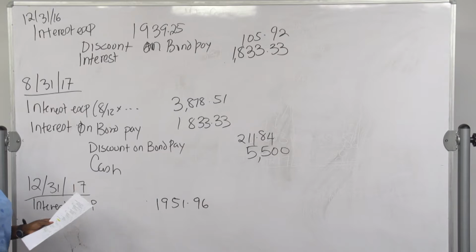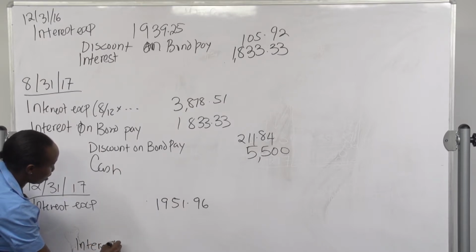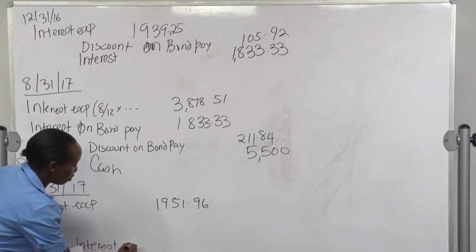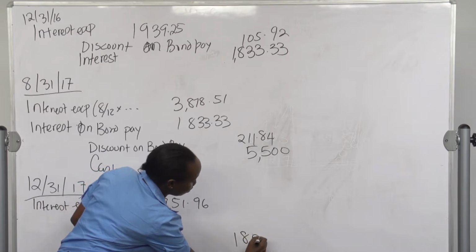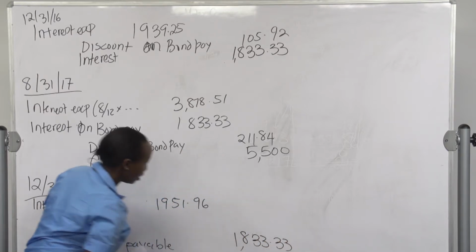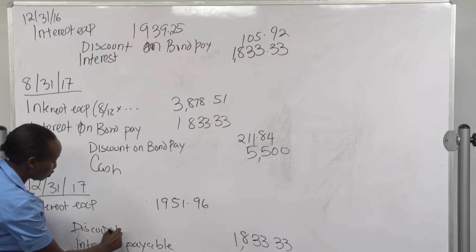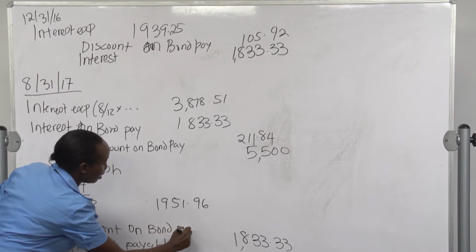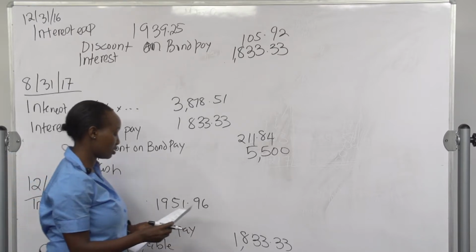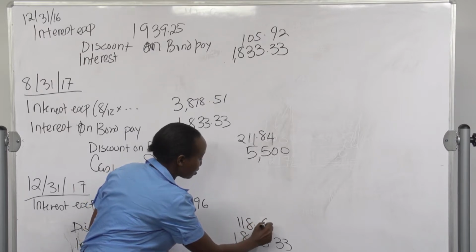1,951.96. For the bond interest payable, this one is not changing because it's based on the stated rate and the face value of the bond. So interest payable is $1,833.33, and the discount amortization is the difference between these two. So discount on bond payable gets reduced by the difference between the two, which for this December of 2017, it's $118.63.